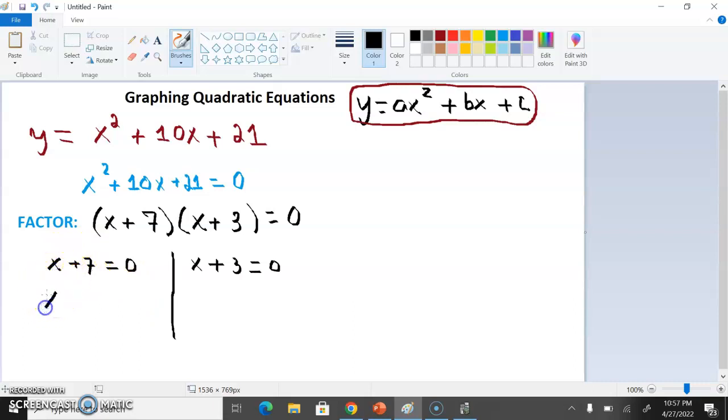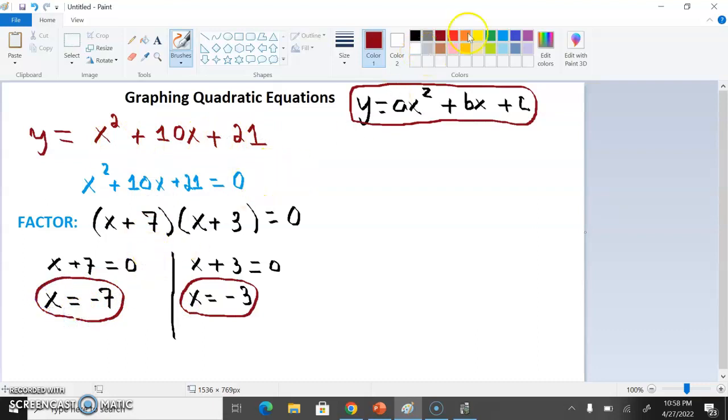So now, to solve for x in each equation, all we have to do is use the inverse operation to get x by itself. We subtract the 7, bringing the 7 over by subtracting it, so x equals -7. We do the same thing for x plus 3 equals 0. We use the inverse operation to get x by itself and subtract the 3, so x equals -3. So these are the two zeros of the quadratic equation x squared plus 10x plus 21.